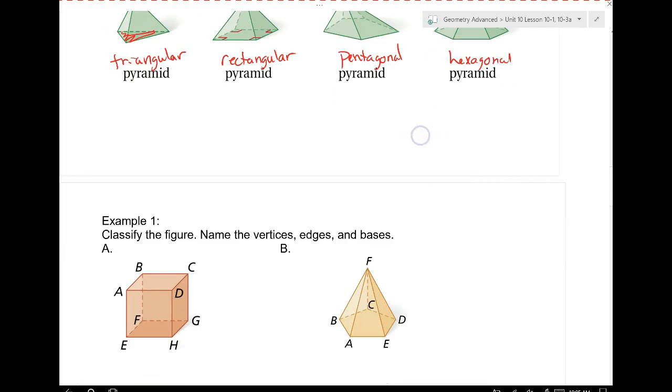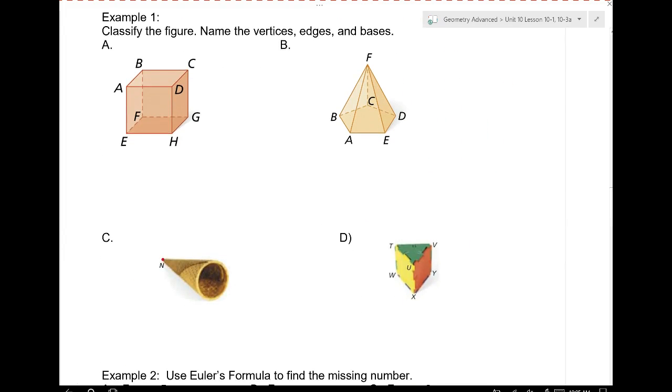All right, let's have some fun with this. In order not to bore you on homework, I'm doing it in the notes, okay? We're going to identify vertices, edges, and bases now. You don't have to do it later. Are you guys with me on that? I think you'd be okay with it if we do it here and not on the homework. All right, so in this one, you're supposed to classify the figure. Then you're supposed to name the vertices, edges, and bases. So basically, we're just identifying the different parts of your prisms, pyramids, and shapes.